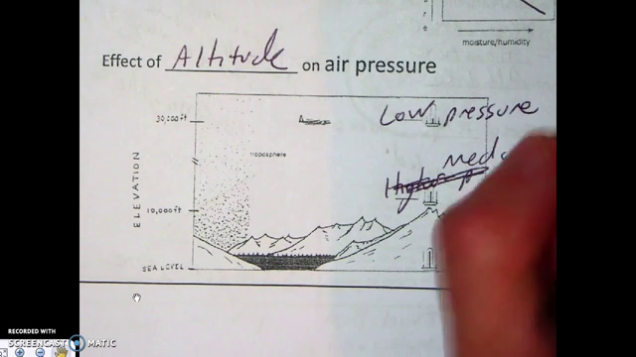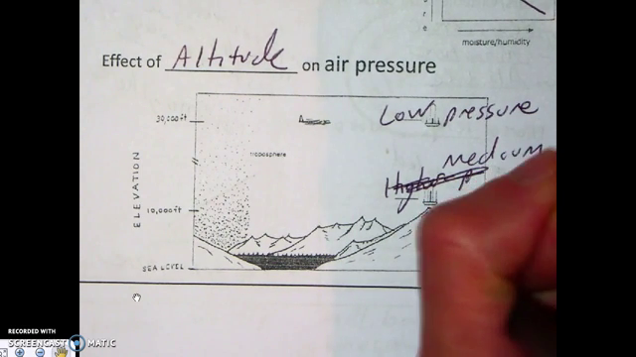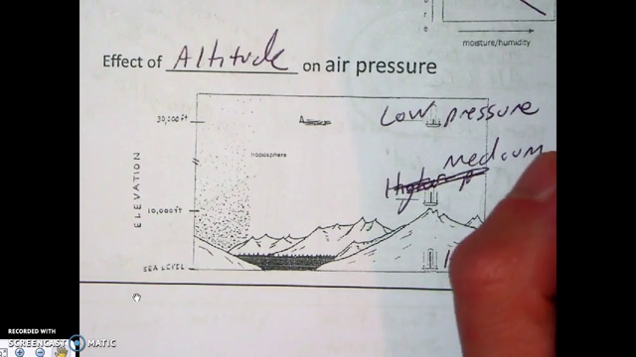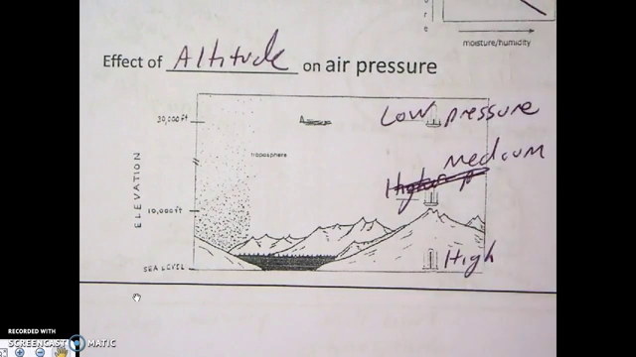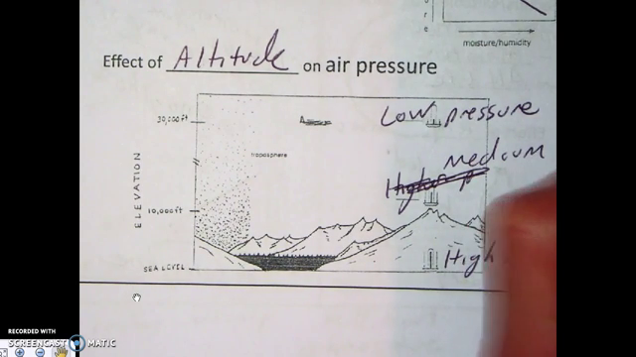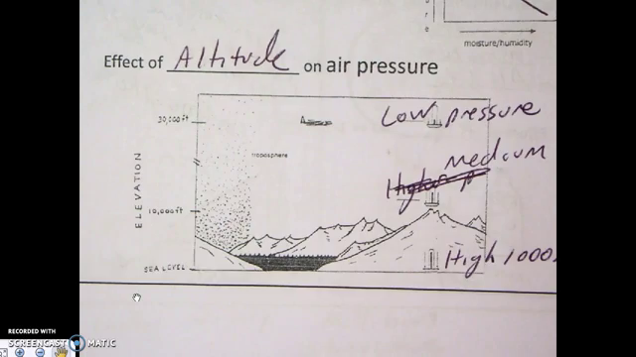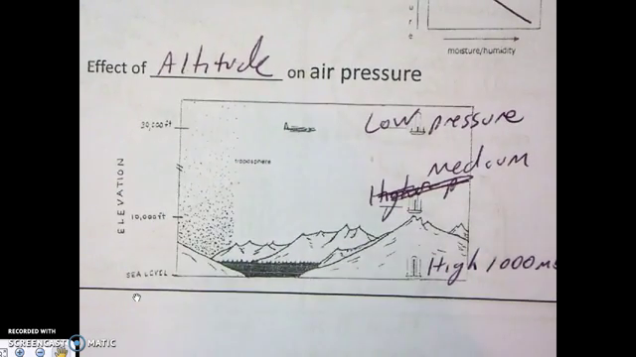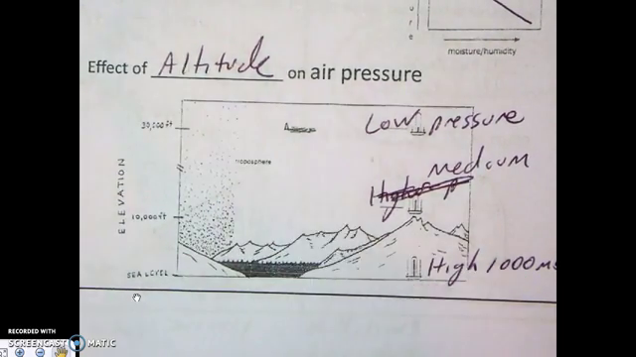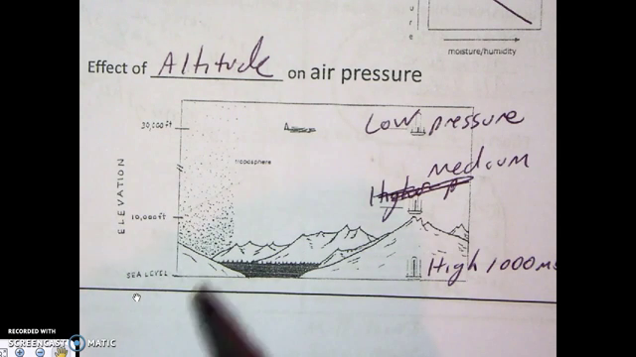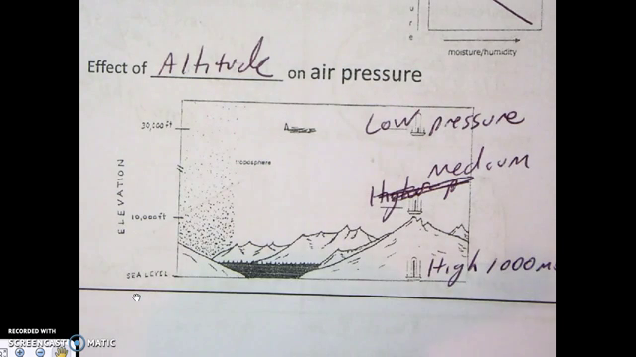When we get down to sea level, which is essentially where Goshen is at, we have high air pressure, around 1,000 millibars down there. And again, it's simply that there's less air the higher up you go. The closer you are to the ground, the more air there is. So there's a greater density of air, greater air pressure. As you go higher up, there's less air, lower air pressure.